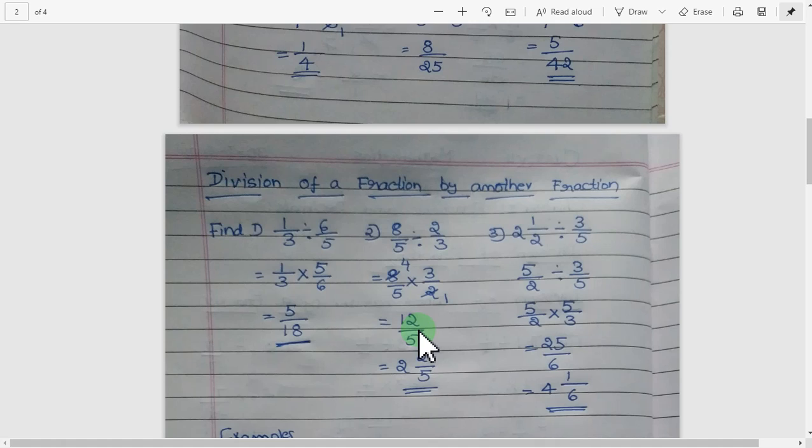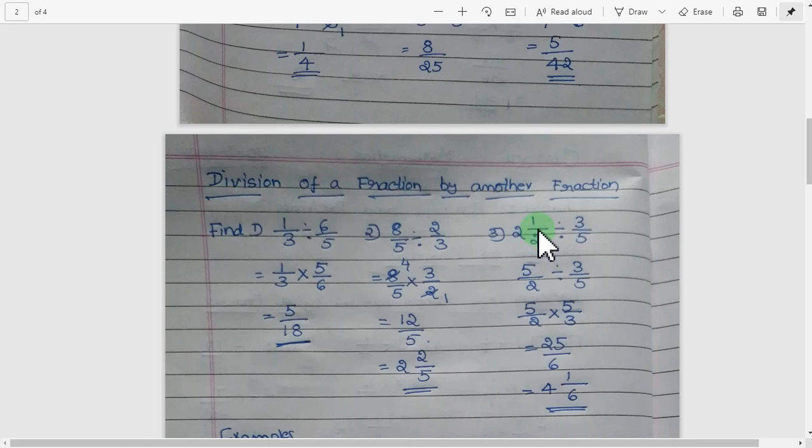Now we can write this as a mixed fraction. How to write? The nearest product is 5 twos are 10. 2 comes here as the whole number. Remainder is 12 minus 10, that is 2. 2 goes to the numerator, and the denominator remains the denominator. Next, here this is a mixed fraction.